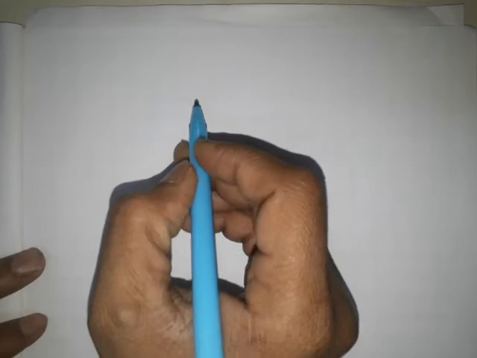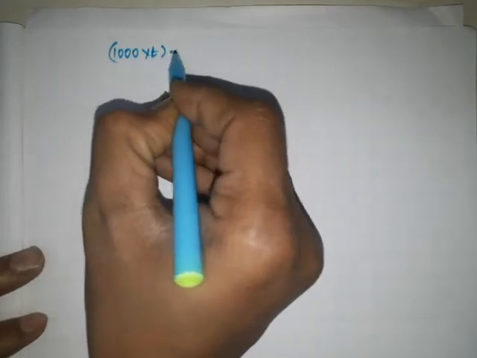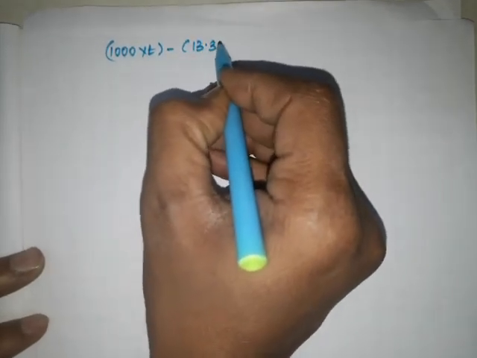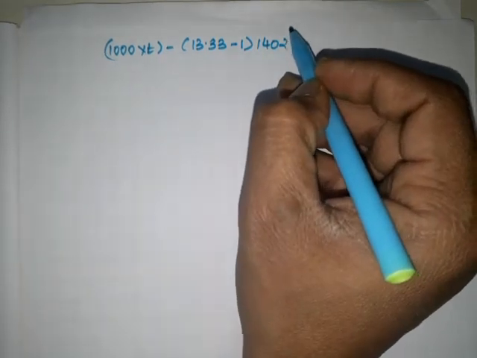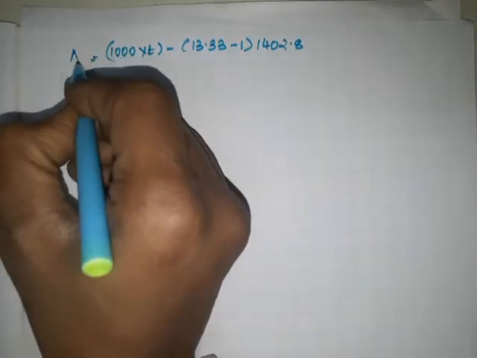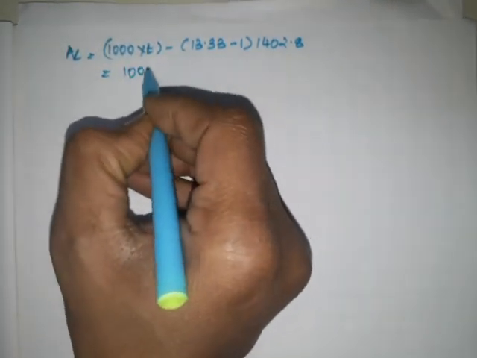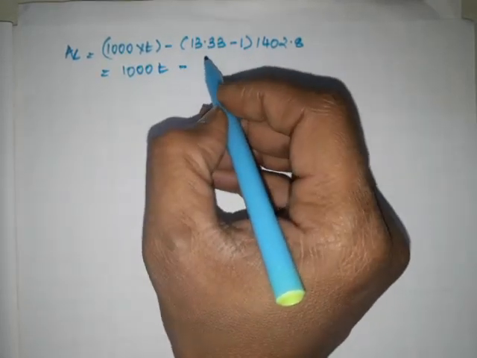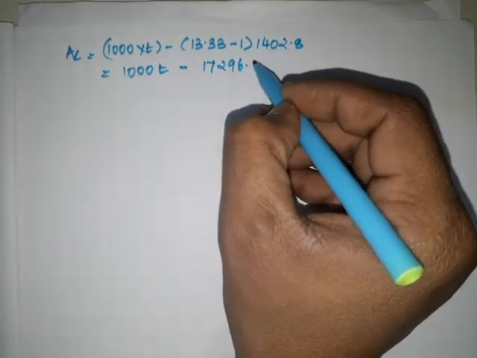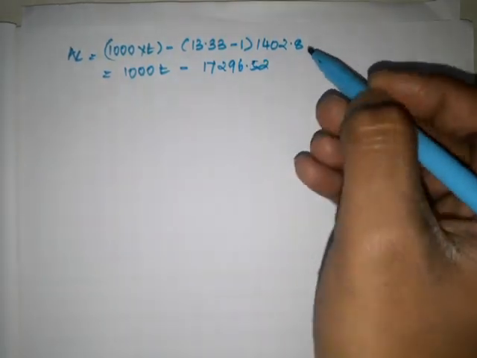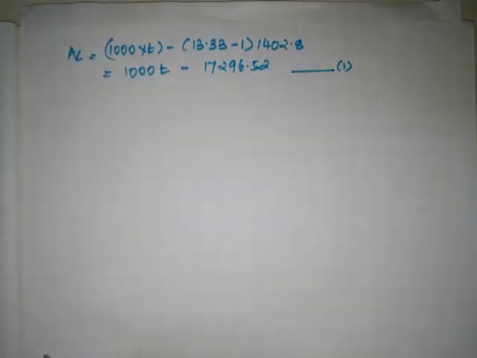So therefore it will be 1000 into T minus (13.33 minus 1) into AST, that is 1402.8. So this is AC. We get here, in terms of T, 1000 T minus 17296.52. I'll consider this as equation 1, in terms of T.